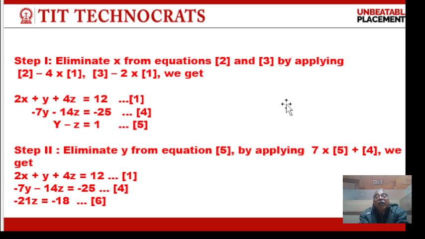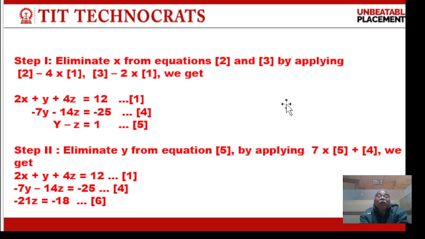Second step, eliminate x with the help of equation number 1 from equations 2 and 3 by applying equation 2 minus 4 into equation number 1, equation 3 minus 2 into equation number 1. We get 2x plus y plus 4z equal to 12, this is equation one. Minus 7y minus 14z equal to minus 25, equation number 4. y minus z equal to 1, equation number 5.